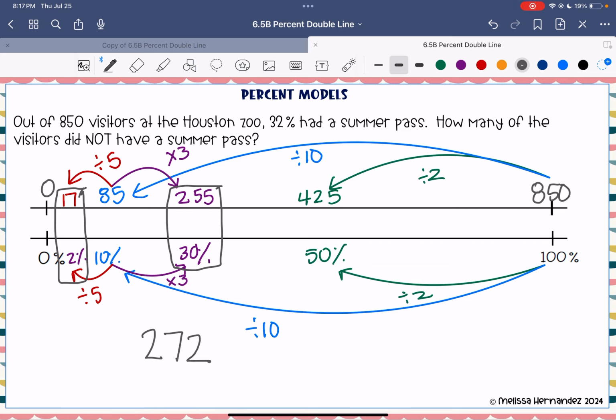Meaning if I add what 30% represents, 255, plus 17, that actually gives me 272. Now, it didn't ask me for those with a summer pass. It asked me for the not. So that means it's going to be 850 minus 272, which will give me 578.